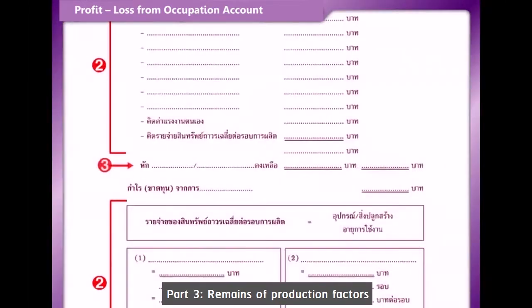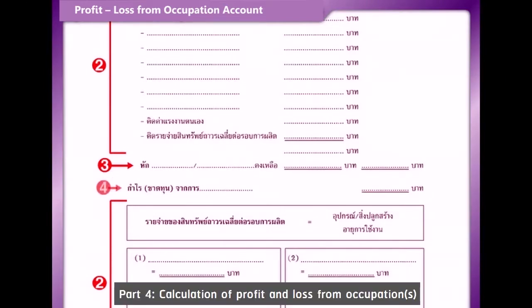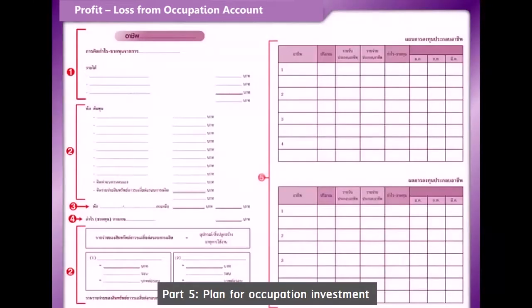Part 3. Remains or production factors. Part 4. Calculation of profit and loss from occupations. Part 5. Plan for occupation investment.